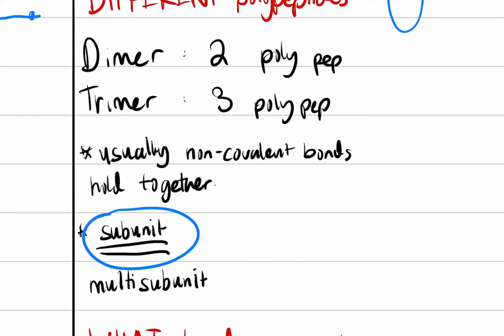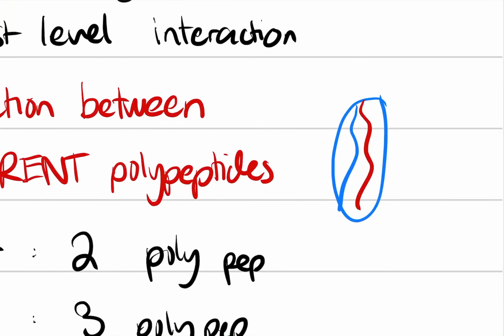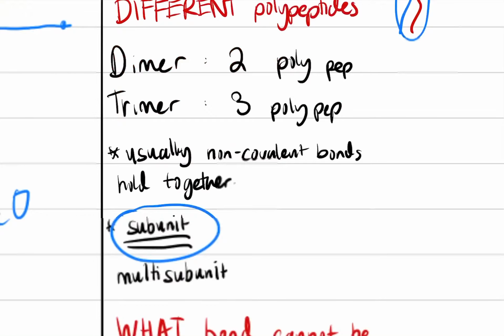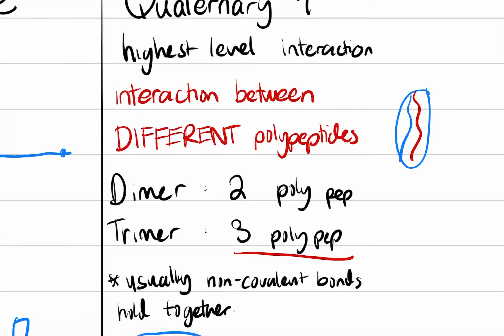So let's say we have this protein right here. Let's say this is 1 and 2, the polypeptides that are composed in it, just as a theoretical example. That would mean that this is a dimer. A dimer is basically a quaternary structure with just 2 polypeptides. And a trimer is when you have 3 polypeptides inside a quaternary structure.